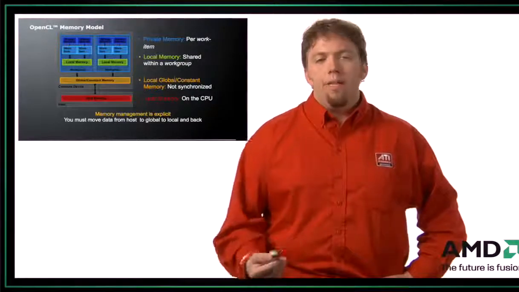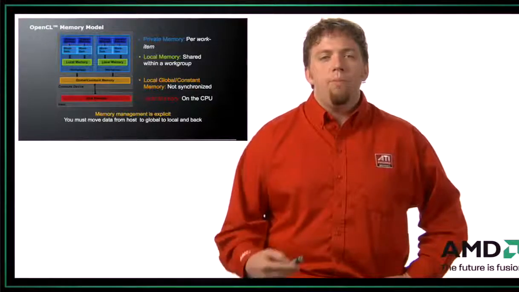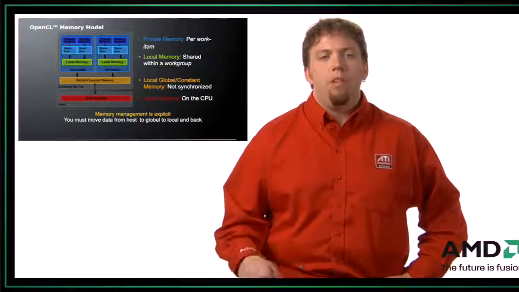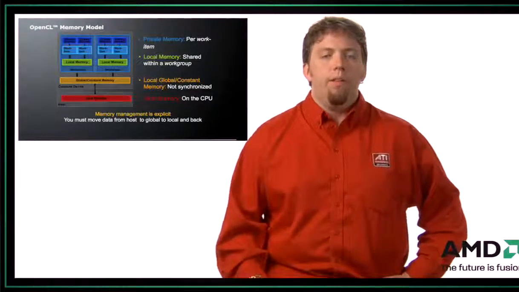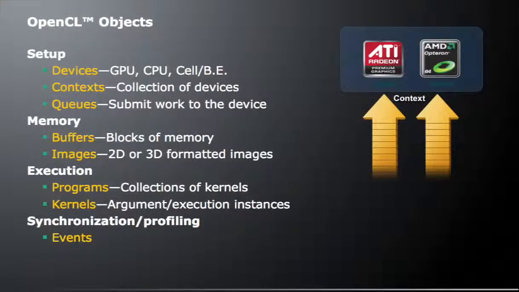But it's actually not that bad. And also, it's very important for you to be able to manage this explicitly so that you can get the most performance out of the device that you can get. So let's talk a little bit about OpenCL objects. There are four basic objects that we'll be talking about right now.